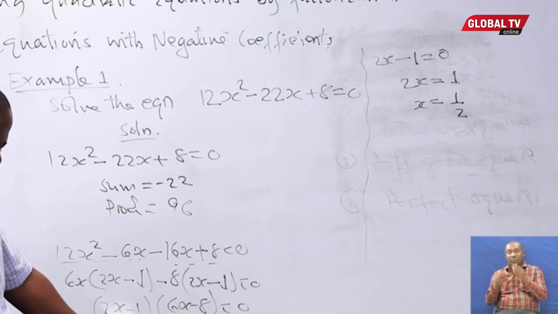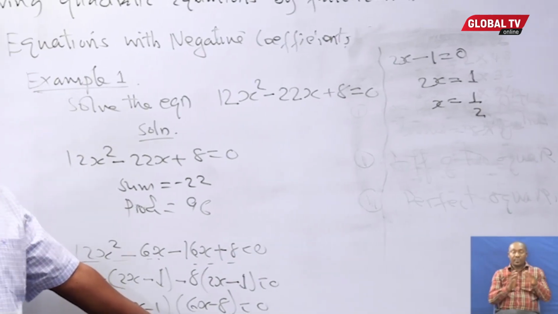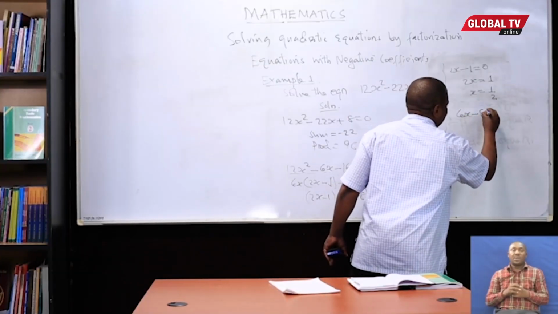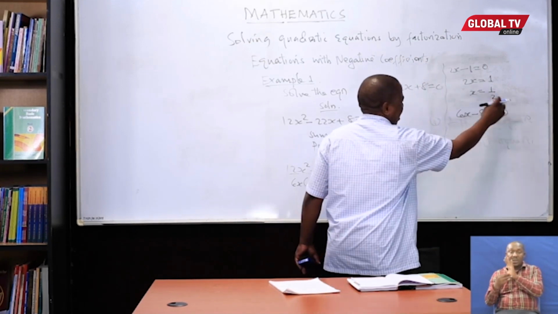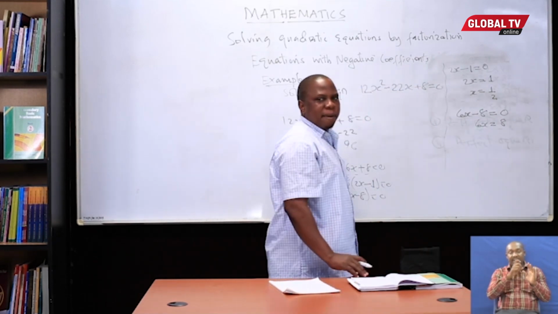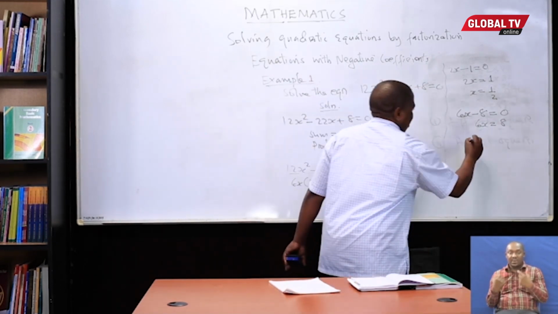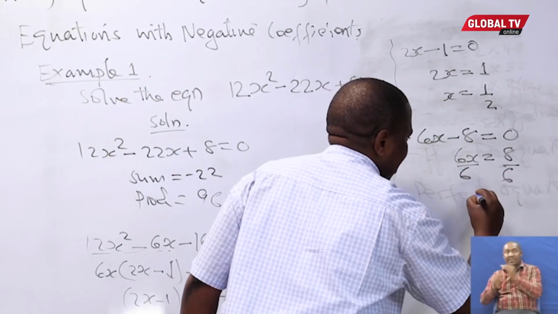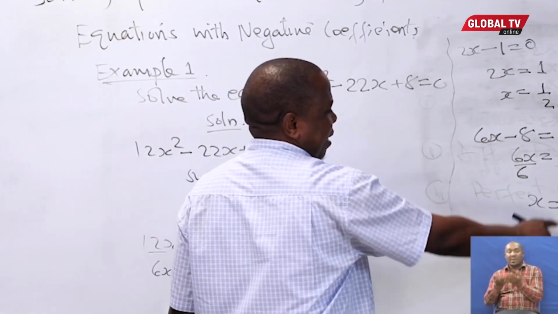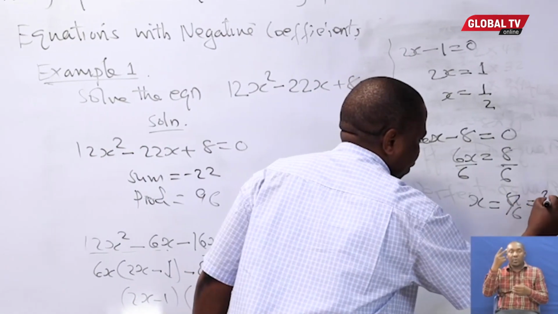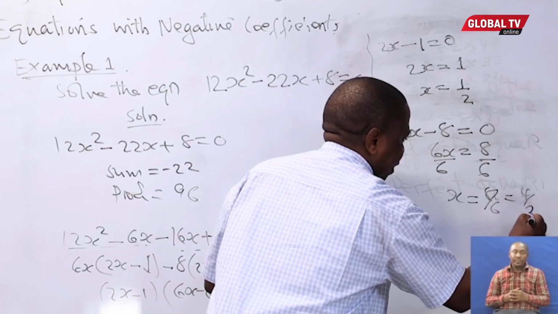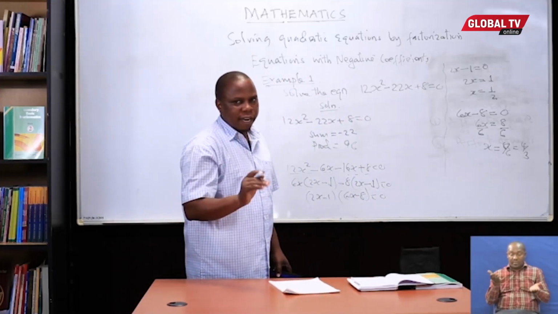Also, 6x minus 8 should be equal to 0. That is 6x minus 8. This also is equal to 0. Take 8 to the other side. You have 6x is equal to 8. Upon dividing by 6 throughout, you'll have x is equal to 8 over 6, which can be simplified by 2. That is equal to 4 over 3. Those are the two values of x.